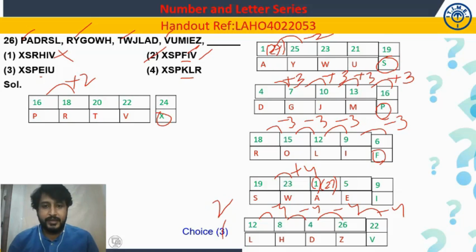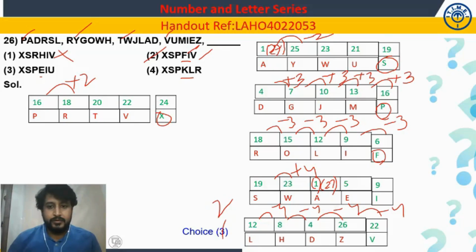You are writing the notes when I am explaining, right? Please keep noting down parallelly while I am explaining. Otherwise, we may not be able to complete it in stipulated time. Logic for first letters is plus 2, second letters minus 2, third letters plus 3, fourth letters minus 3, fifth letters plus 4, sixth letters minus 4.